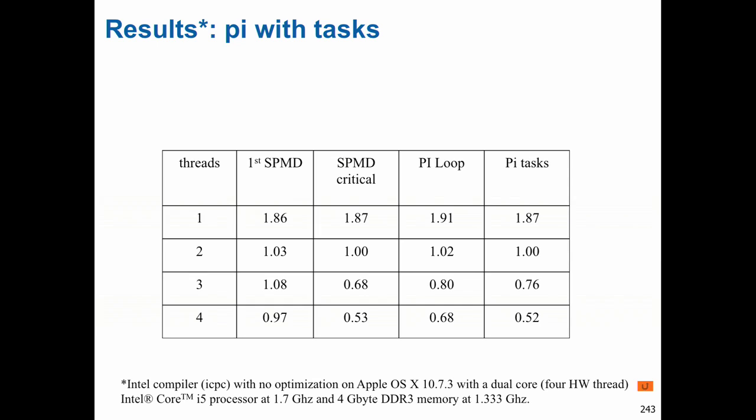But at any rate, my results when I ran this, comparing them all, is I got very nice performance with my tasks. So I'm comparing the SPMD we talked about earlier, the critical section to remove the false sharing, my Pi loop, and I actually, on my system, got very nice behavior out of the Pi with tasks. And this was on my Apple laptop with a dual core.